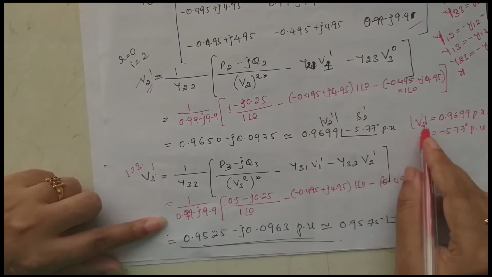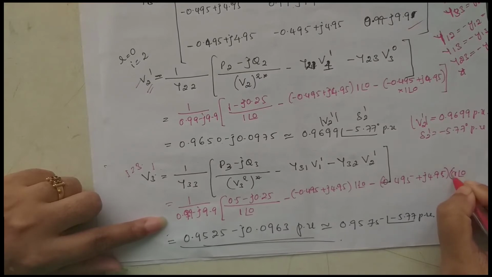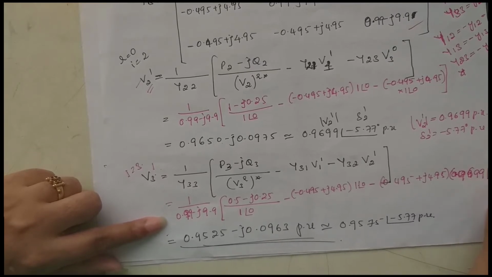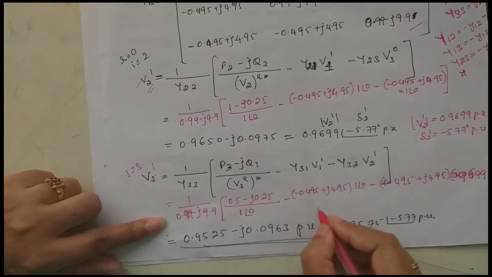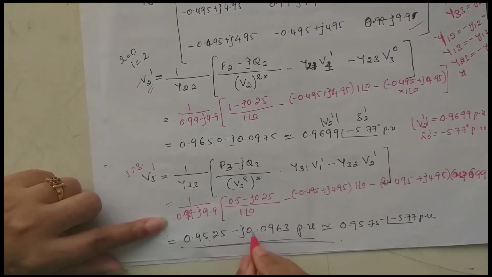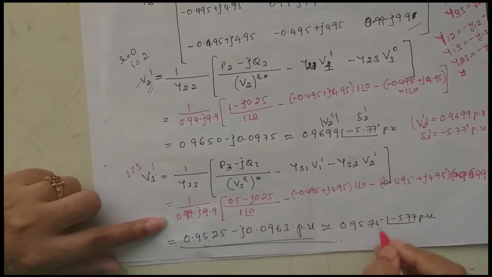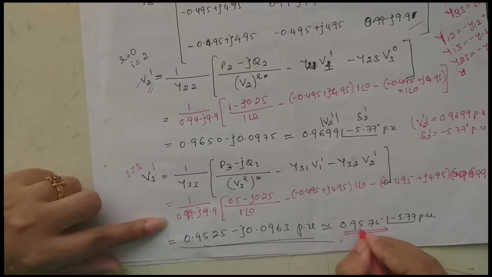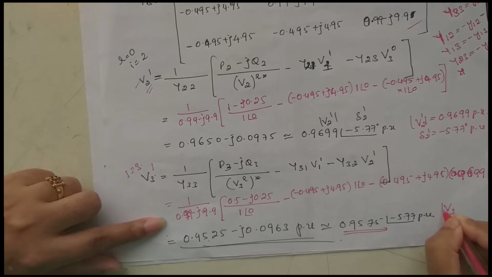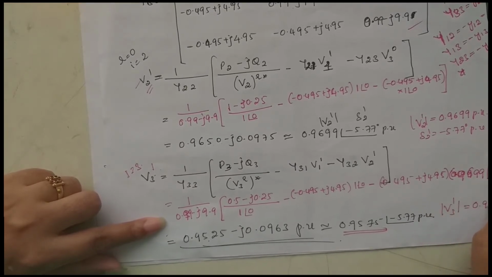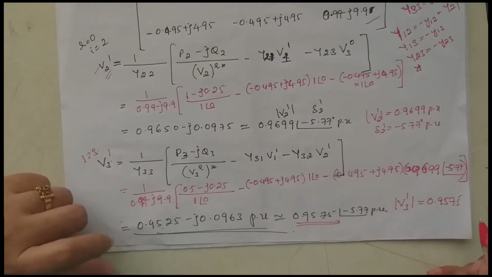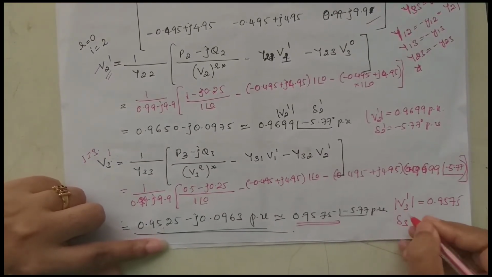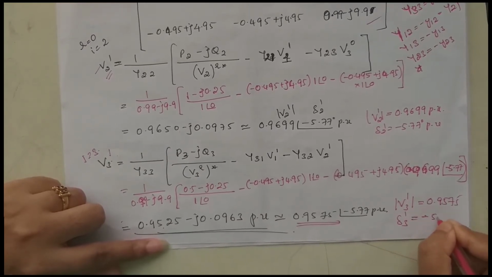V2 is what we have just calculated, so just substitute that, 0.9699 at an angle minus 5.77. On solving this, we get 0.9525 minus j0.0963 per unit. When we convert it into polar form, we get 0.9575 at an angle minus 5.77. Here V3 magnitude is 0.9575, and delta 3 is minus 5.77.